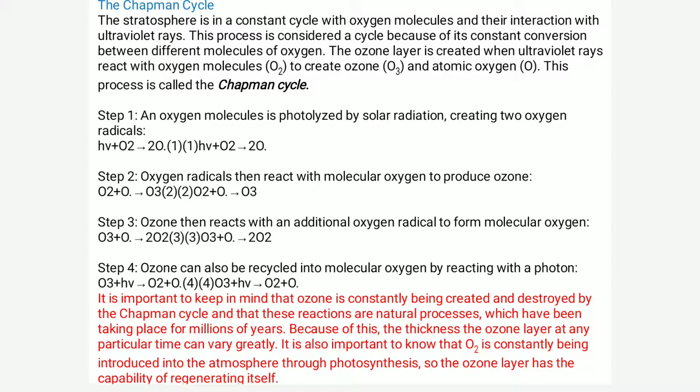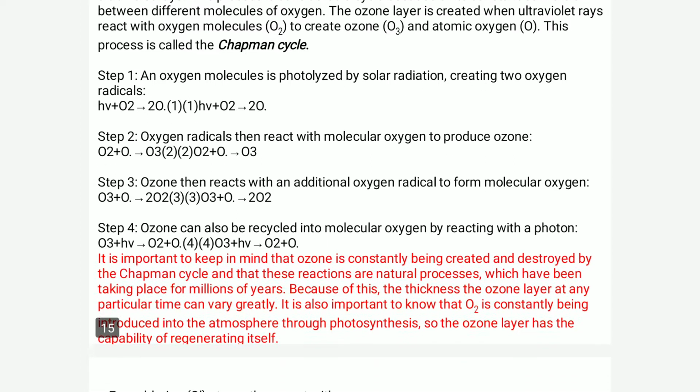In step 2, oxygen radicals then react with molecular oxygen to produce ozone, O2 plus O, giving rise to O3. Step 3, ozone then reacts with an additional oxygen radical to form molecular oxygen, O3 plus O to O2, giving rise to two molecules of oxygen.